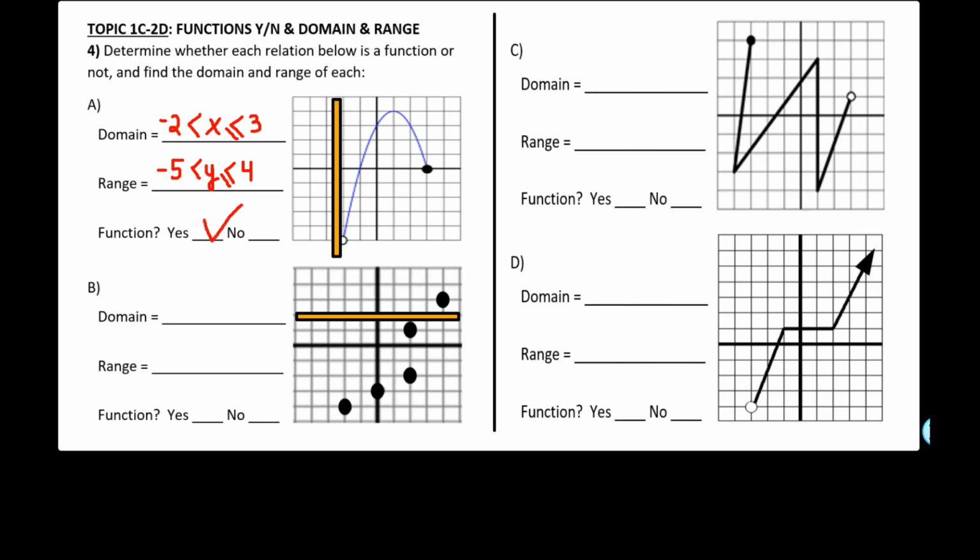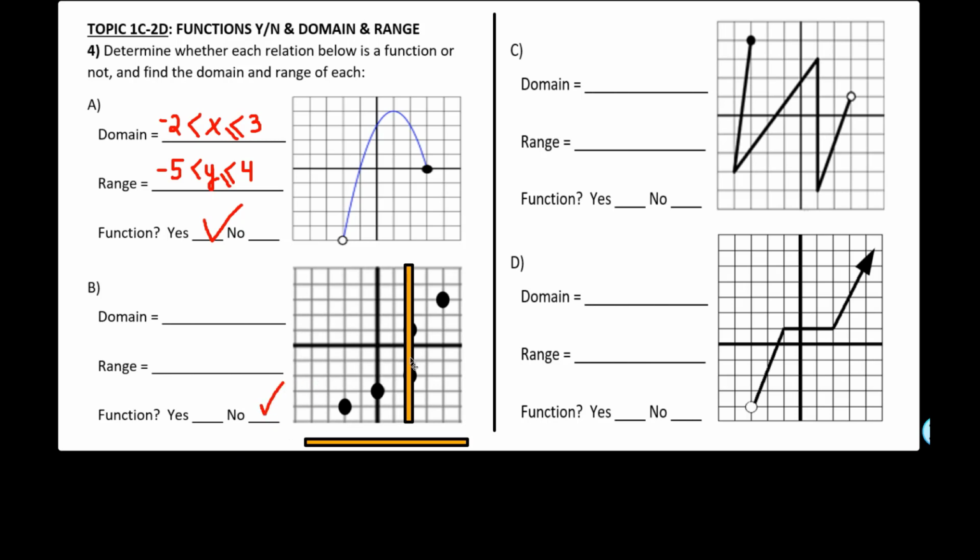The next problem, the graph is not a line, so I know I'm going to have a list of numbers. And since I have my pencil like this, I'm going to check if it's a function, and it's not a function because I'm touching 2 points. So let's go ahead and click that.